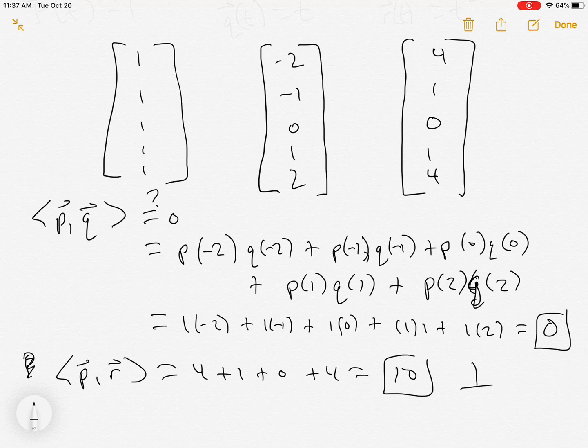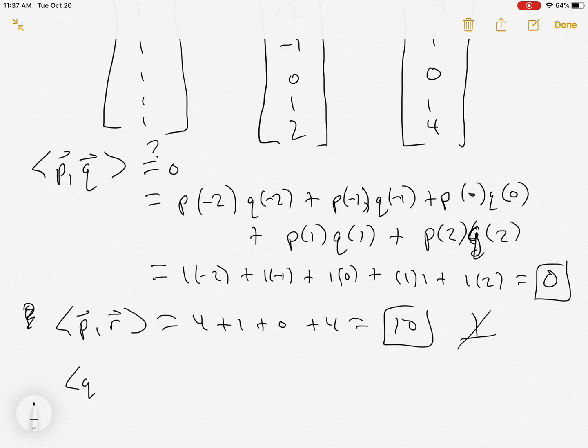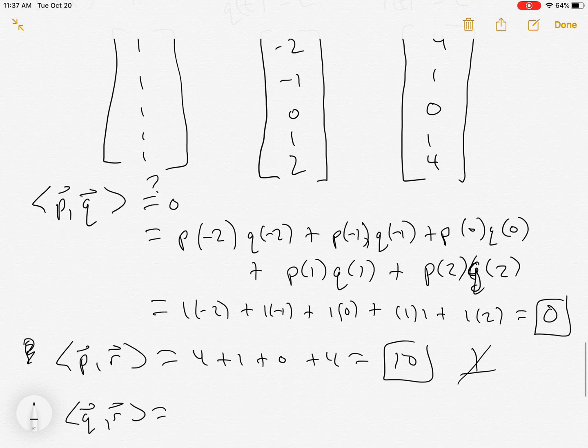So not orthogonal. All right, but P and Q are. Is Q orthogonal to R? Doesn't matter, but we're going to check anyways. Minus 8 minus 1 plus 1 plus 8, and that's 0. So we're close. Anyways, let's run Gram-Schmidt on this thing and see if we can make R perpendicular to both P and Q.